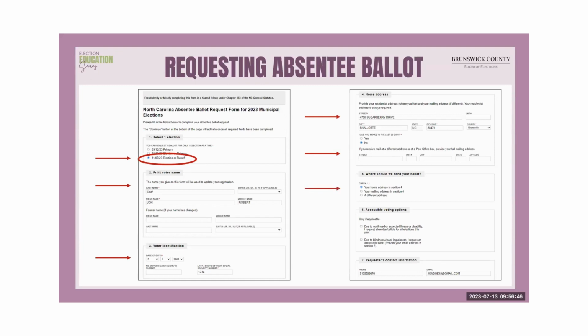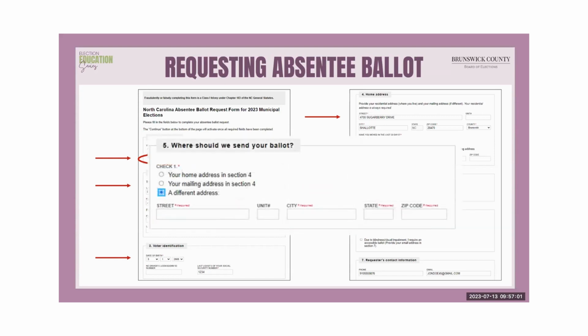Section 5 asks where our office should send their ballot. The voter can choose to have it sent to their residence, their mailing address of record, or a different address. If they choose a different address, the form will prompt them to enter that address in this section.